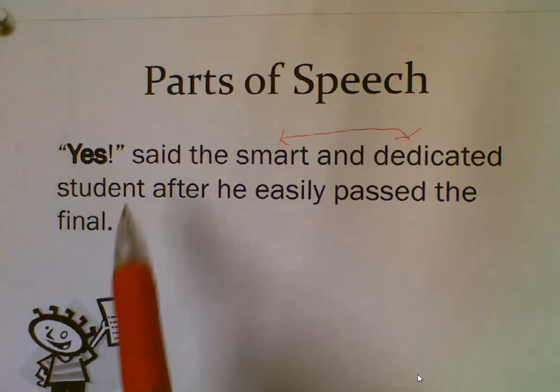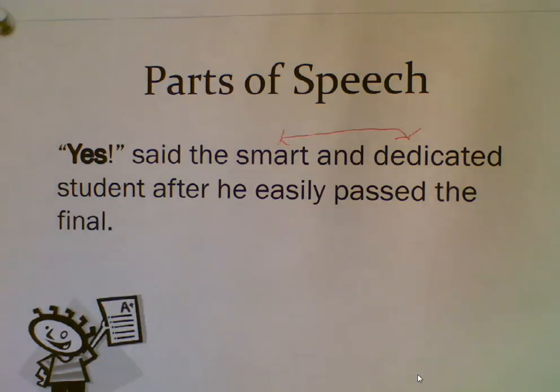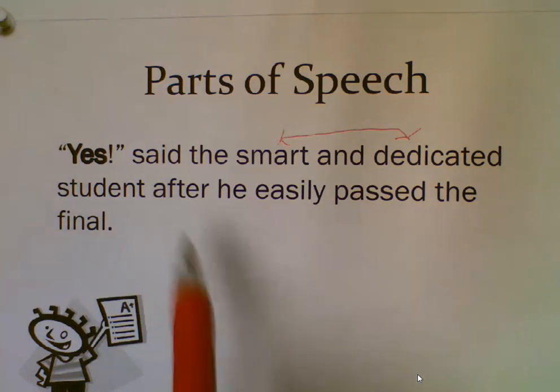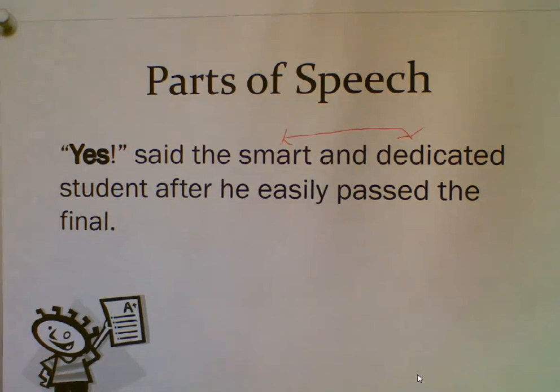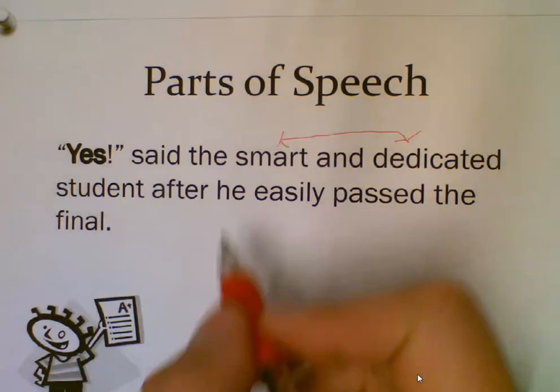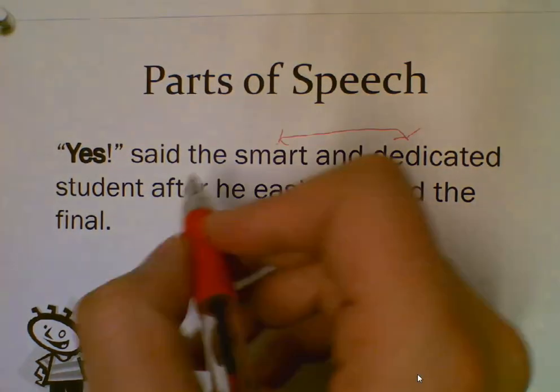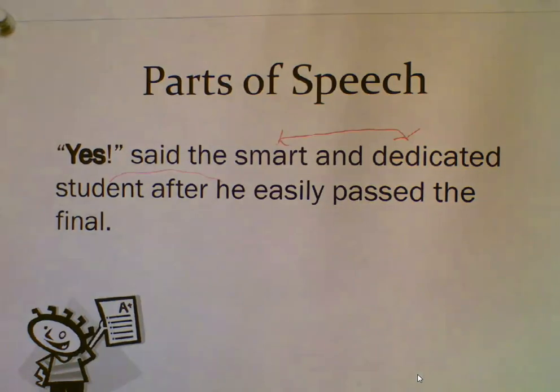Dedicated is, again, modifying the noun student. So it is an adjective. After tells us relationship. It is a preposition. He takes the place of a noun, so it's a pronoun. In this case, it's taking the place of the noun student. It's replacing that noun student. Student is what we call its antecedent.